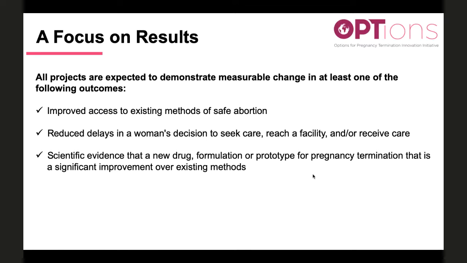These are all proof of concept awards. And so we're looking at testing a new idea. And within the 18 to 24 month period, what we are expecting to see are changes in at least one of the following outcomes. It could be improved access to existing methods of safe abortion, which aligns with the first area of focus we spoke about, reduced delays in a woman's decision to seek care, reach a facility, or receive care. And finally, more aligned with the next generation method side of things, scientific evidence that a new drug, formulation, or prototype for pregnancy termination has significant improvements over existing methods.